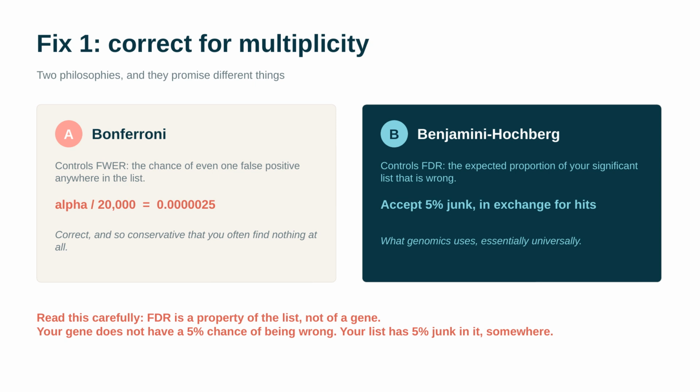But note carefully what BH gives you. FDR is a property of the selection procedure and the resulting list, not of any individual gene. An adjusted p-value is not the probability that that particular gene is false. The expected false discovery proportion across your list is controlled, but no single gene carries a 5% chance of being wrong. That distinction gets lost constantly, and it matters.